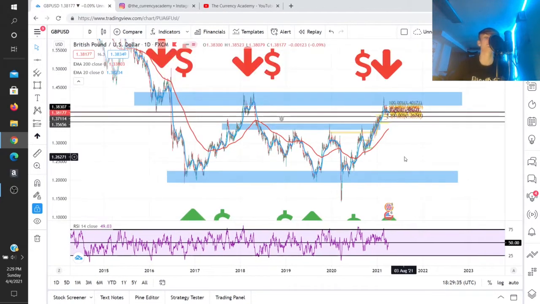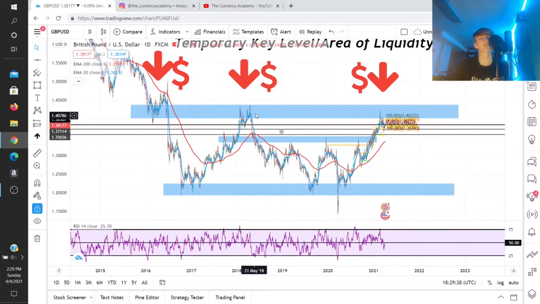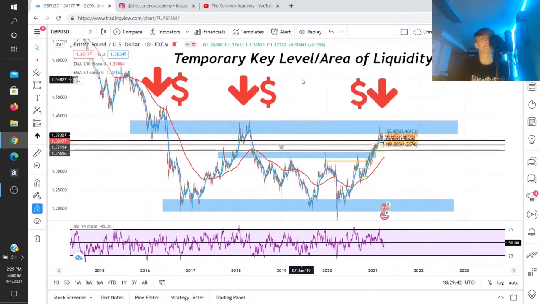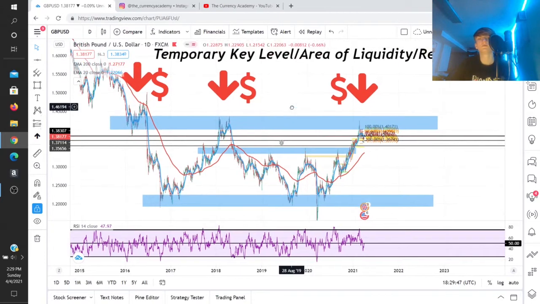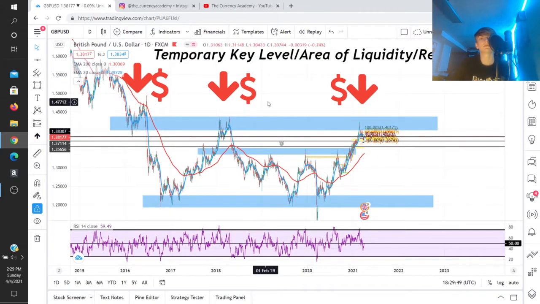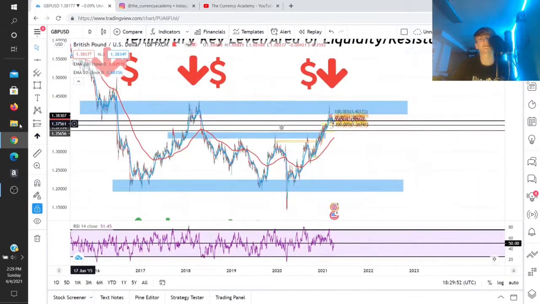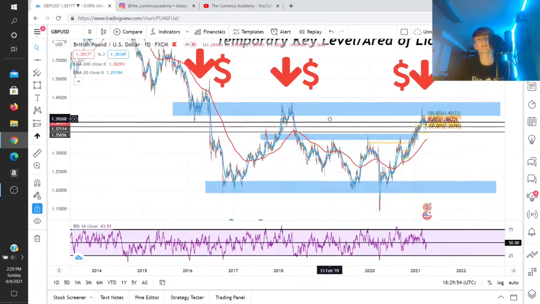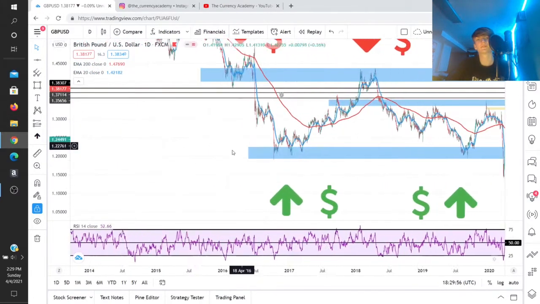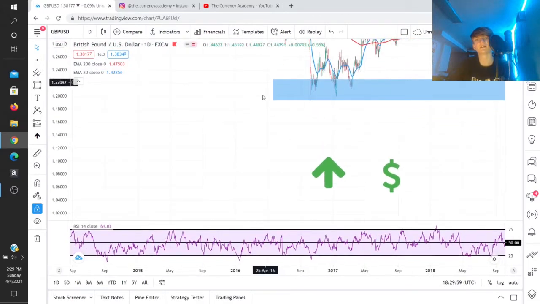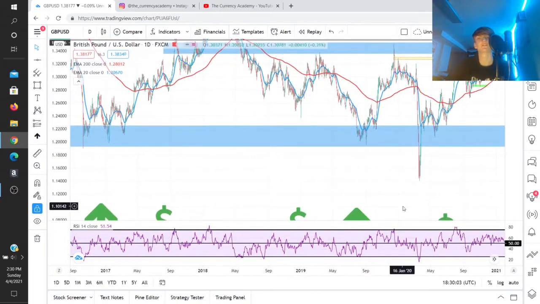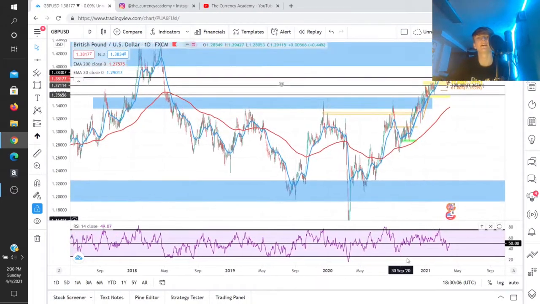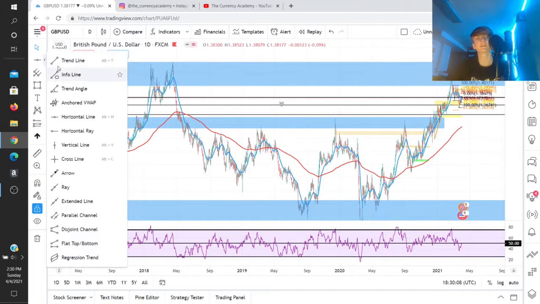But I also want to talk about when it comes to drawing your support and resistance levels, your areas of liquidity, your temporary key levels. When it comes to drawing these on, you really want to be careful, because you usually want to do it from just the very bottom. So when it touches off of this, see, touches, and then as you can see right here, check this out, right?